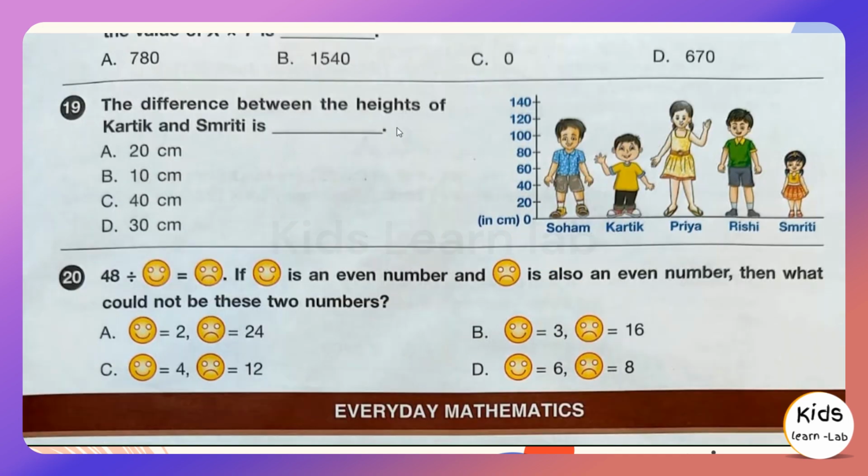19th question. The difference between the heights of Karthik and Smriti is dash. So let's find out the Karthik's height. This is Karthik. Karthik's height is 100. Smriti height is 80. So 100 minus 80 is equal to 0 minus 0 is 0. 0 minus 8 will not go. So it becomes 10. 10 minus 8 is 2. So 20 centimeters. Option A is the right answer.